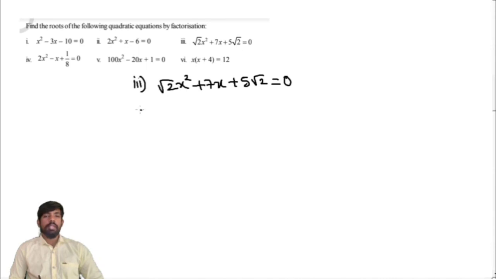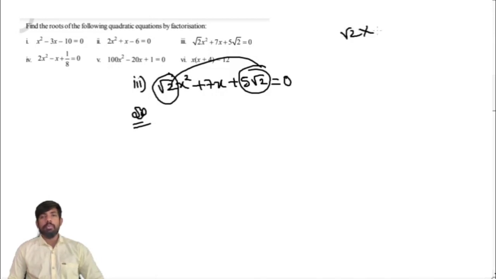Here one more question we have. Root 2 into x square plus 7x plus 5 root 2 is equal to 0. First what we will do here: multiply the x square coefficient and the constant. You will get one certain number, right? Root 2 into 5 root 2 multiply. Now what will you get as the result?